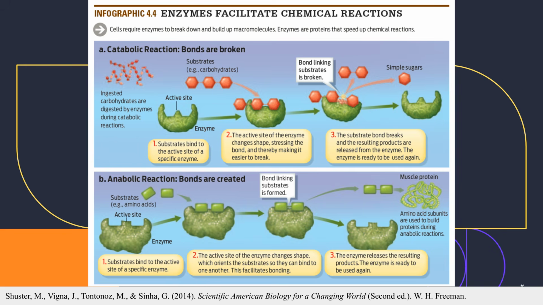In catabolic reactions, enzymes help break bonds in large molecules, releasing smaller products. In anabolic reactions, enzymes help form new bonds to build larger molecules. The substrate binds to the enzyme's active site, where the enzyme changes shape slightly to make the reaction easier. After the reaction, products are released, and the enzyme is ready to be used again.